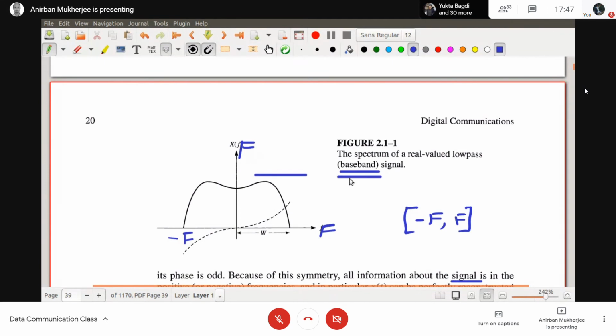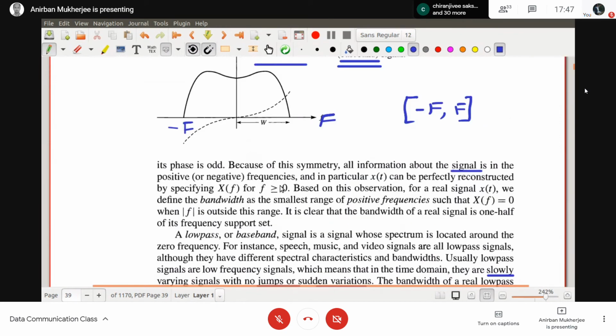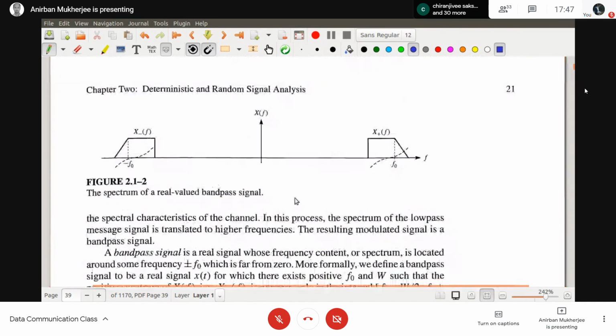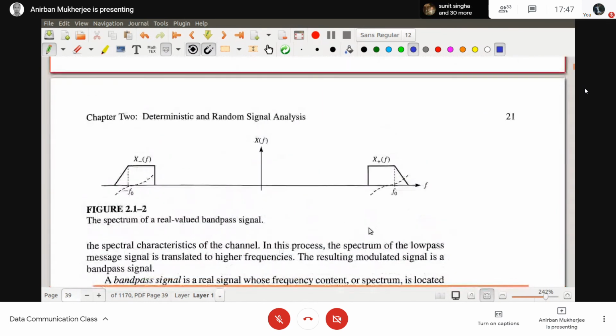Real valued baseband signal. The point is, a real valued baseband signal means the spectrum is near 0, up to some finite W, say 5 kilohertz, 10 kilohertz, or 1 megahertz. Another is the spectrum of a bandpass signal.